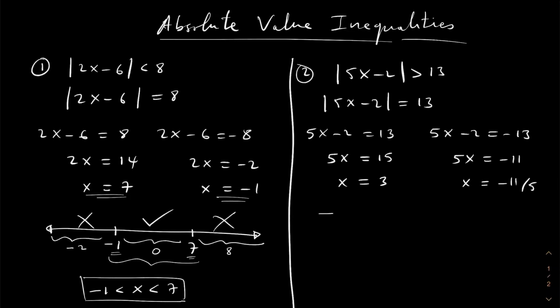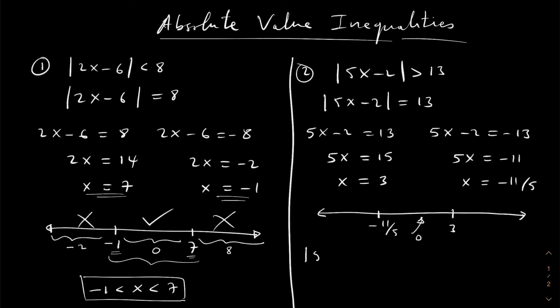The second step is to check our regions to see which one satisfies our inequality. We're going to have a number line here and put the 2 numbers that we found as our solution for the equality version of this problem, negative 11 over 5 and 3. Then if I look here, the 0 is found in the middle region. So I'm going to test 0 in my original inequality. That would give me 5 times 0 minus 2 in absolute value. Is that bigger than 13?